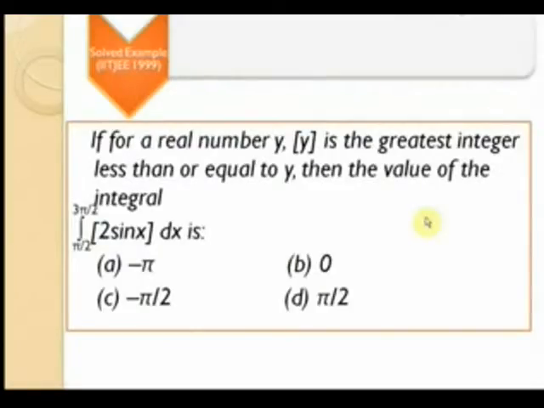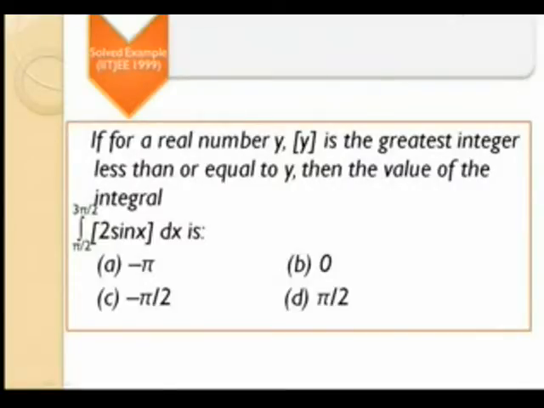So let us try to see an example. This problem appeared in IIT JEE 1999, and it says that if for a real number y, [y] is the greatest integer less than or equal to y, then the value of the integral of 2 times sin x under the greatest integer sign, dx from pi by 2 to 3 pi by 2 is: option A is minus pi, option B is 0, option C is minus pi by 2, and option D is pi by 2.